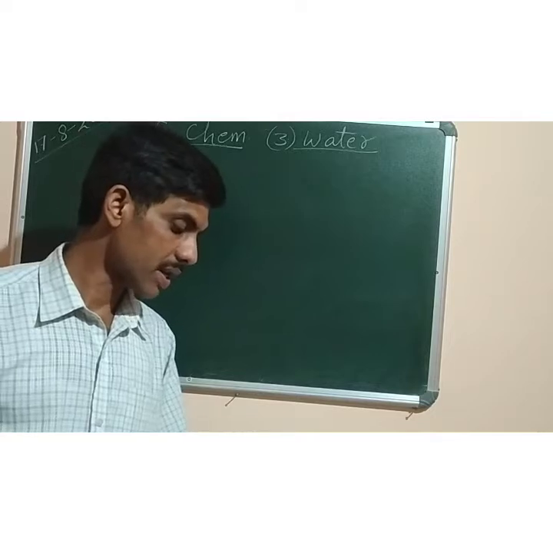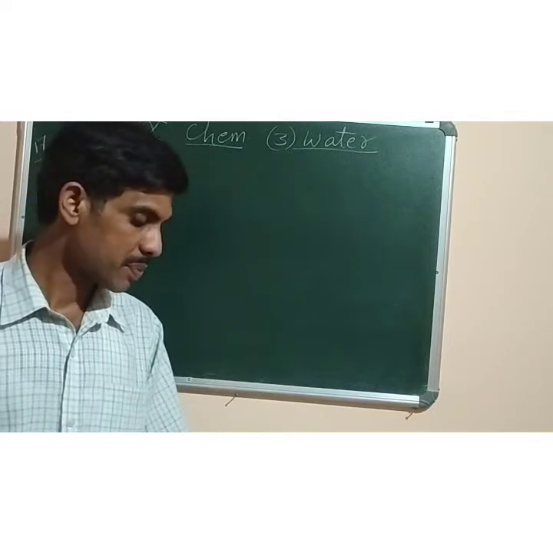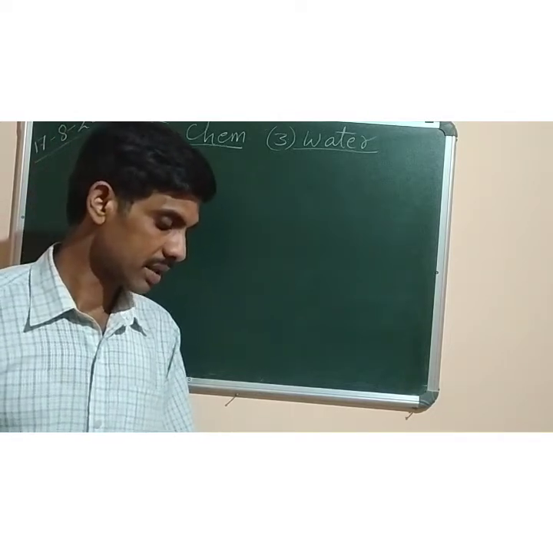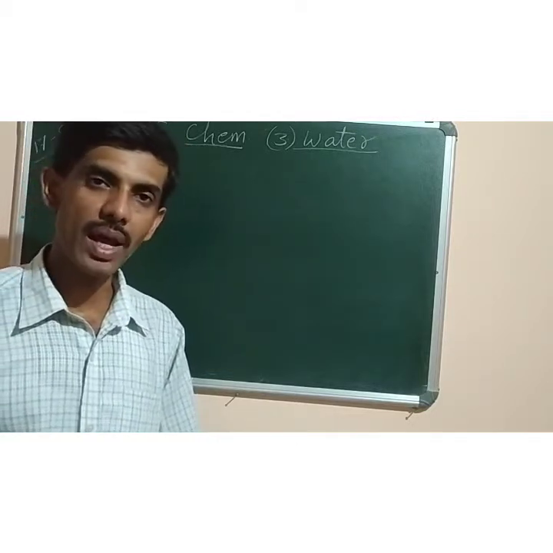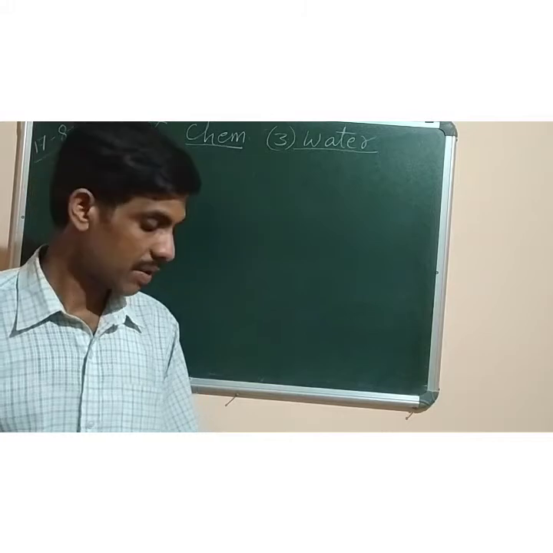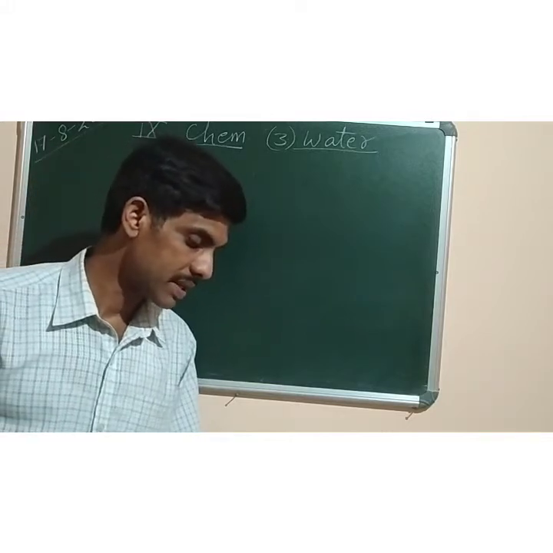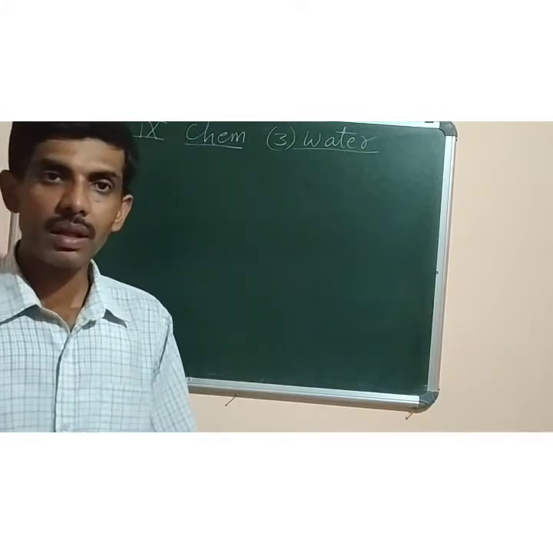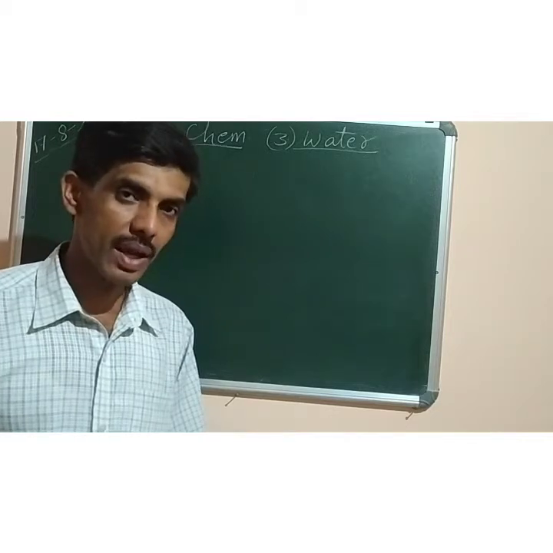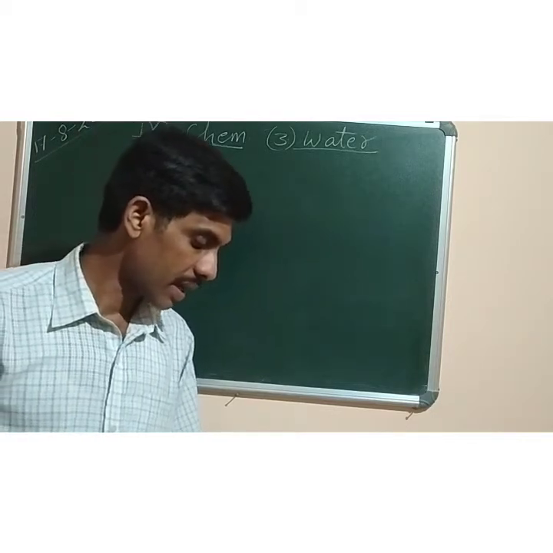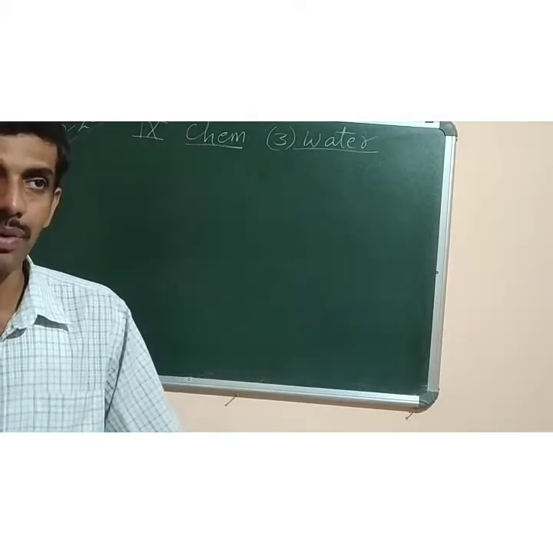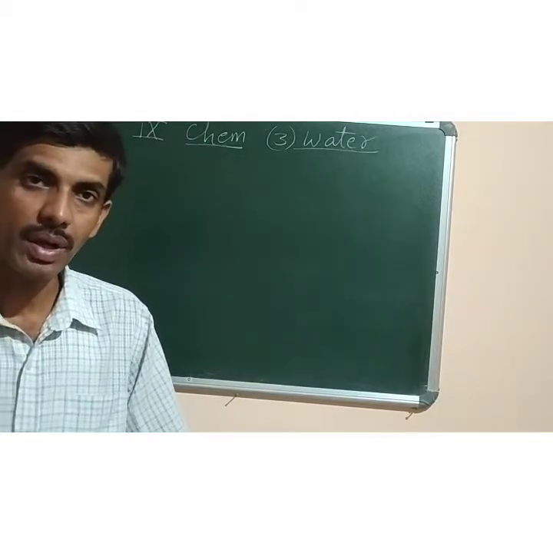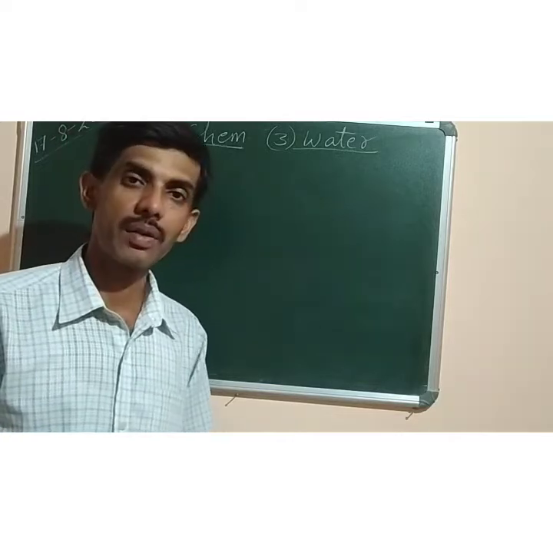Now next is occurrence of water. Water is present on the earth almost everywhere. It is found in the free state as well as in the combined state. In the free state, water is present in the form of water elements, and it can be in the combined state, like all the 3 states of water. Water can be found in all the 3 physical states.